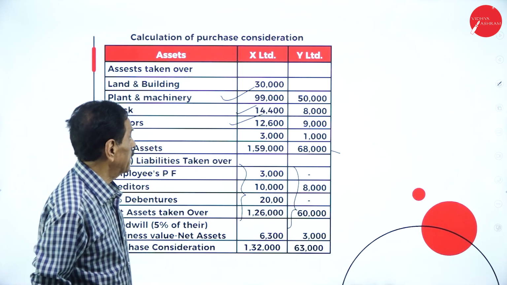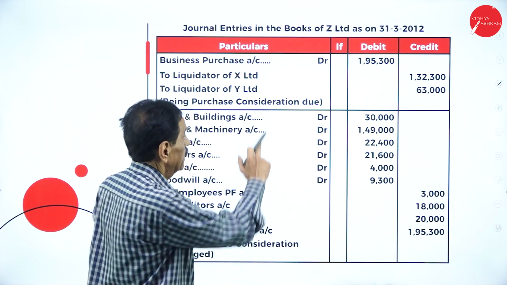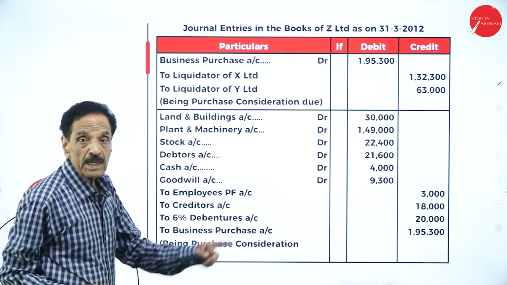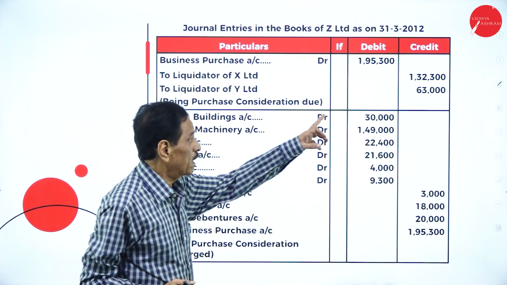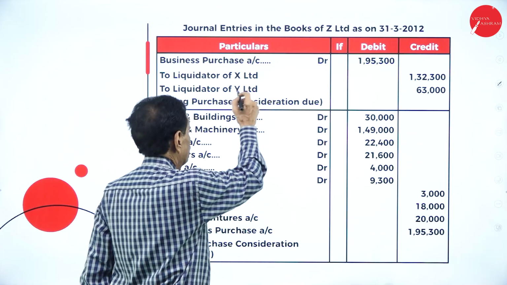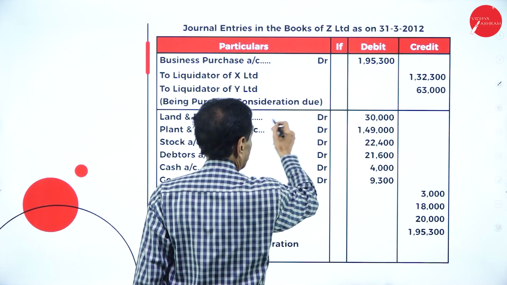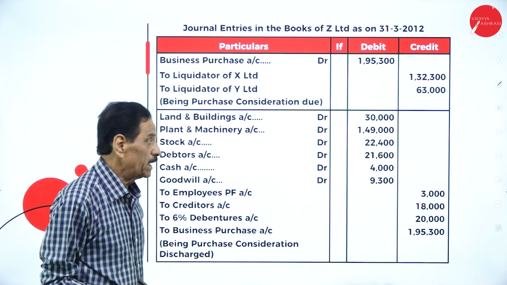Now, how to pass the entry? First, they ask to pass the journal entry in the books of Z Limited. Business Purchase Account debit, to Liquidator of X Limited, to Liquidator of Y Limited. You have to pay X Limited and you have to pay Y Limited. They take over all the assets and liabilities.